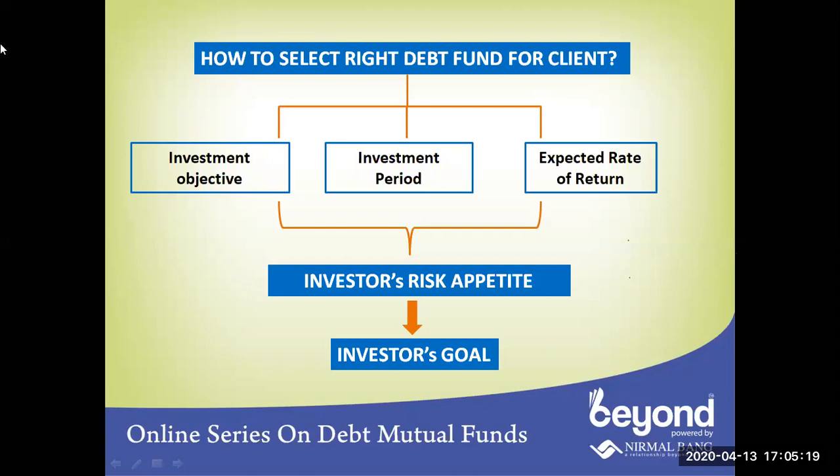But if one client is expecting 8% and another client is expecting 12%, such a huge variation or standard deviation or volatility we cannot expect from debt mutual funds. So the range should also be very much understandable, what kind of returns debt mutual funds can deliver. So that defines your investor's risk appetite, and definitely it helps investors achieve the goals which they are planning.